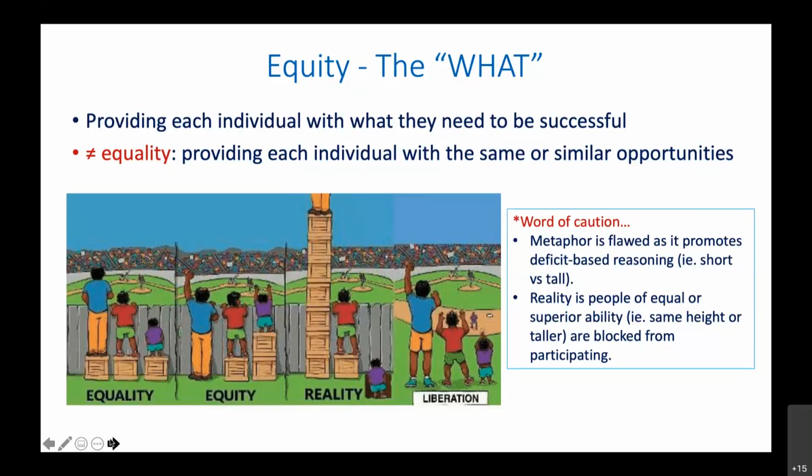There's a word of caution with the specific graphic. It's a bit flawed because it kind of promotes what's called deficit-based reasoning. So we're kind of looking at this person who is short as somehow less than others. But the reality is that often people of equal or superior ability are still blocked from participating. So it's just something to keep in mind when you see these types of graphics.